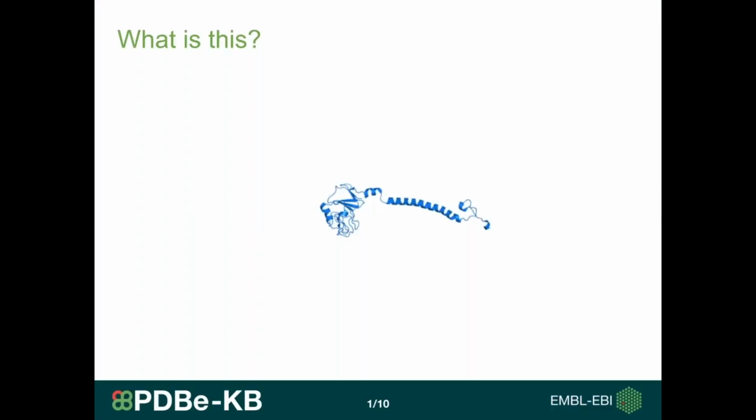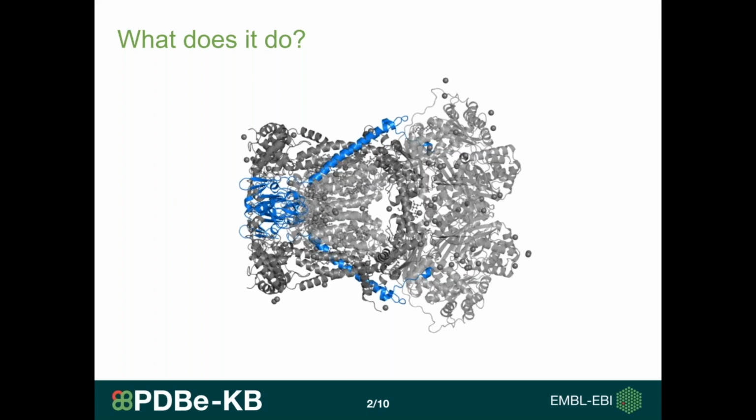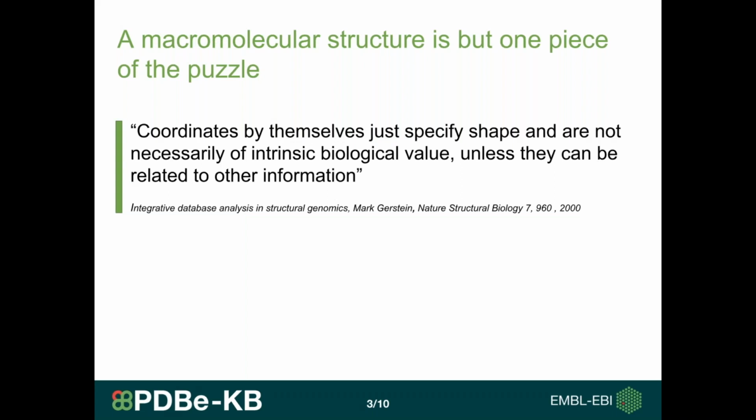And in order to understand what motivates the development of PDBe-KB, I would like to start with a simple example. If you look at this structure, it's not giving you too much information. You can see some of the secondary structure elements, but you can't really say what it is. And even if you look at the structural context, you see that it's part of a complex, yes, but what does it do? So the point I'm trying to make is that the coordinates by themselves just specify the shape and may not be of too much intrinsic biological value unless they can be related to other information.